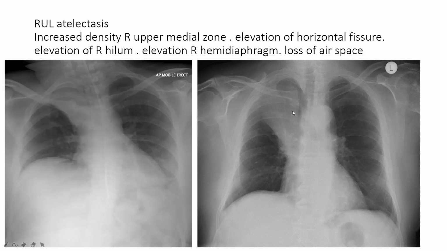On the side of the atelectasis, there is a general loss of airspace. So the air area on this side is much smaller than the air area on the left side. A lot of people would mistake this for pneumonia, but this is actually a lung collapse on the right side.